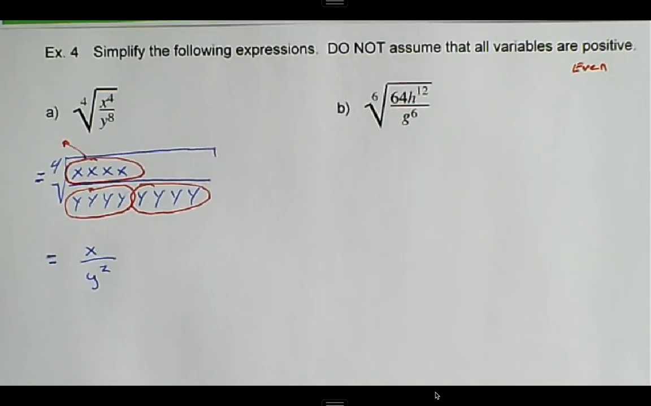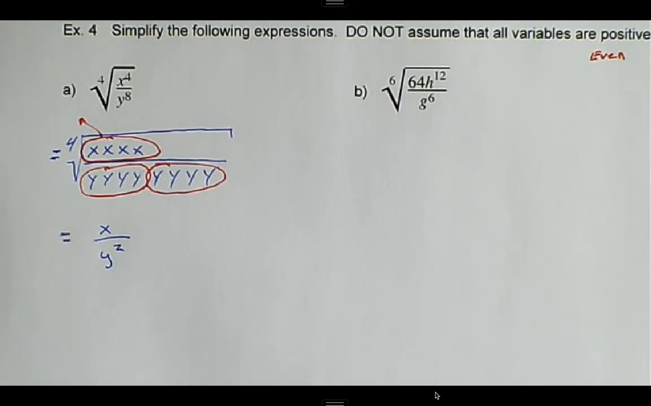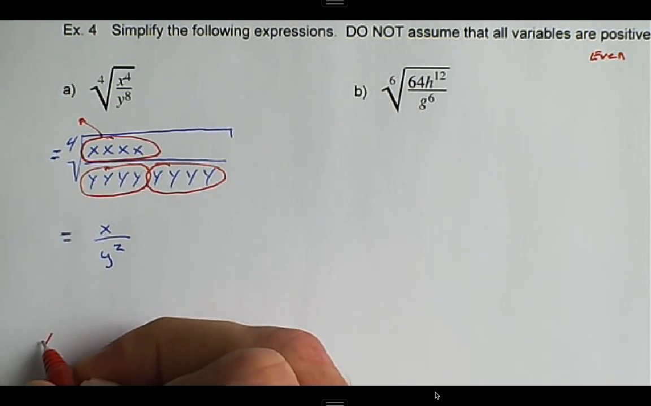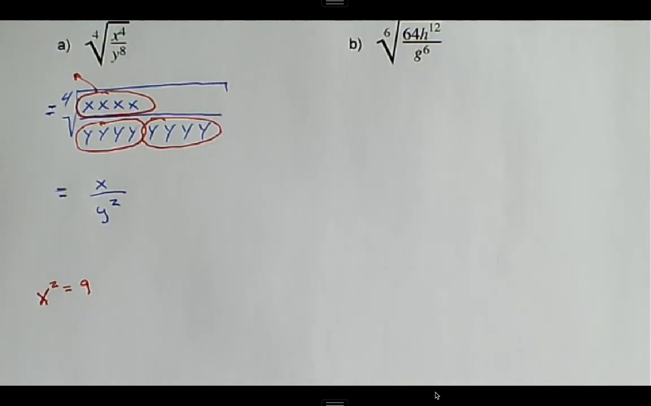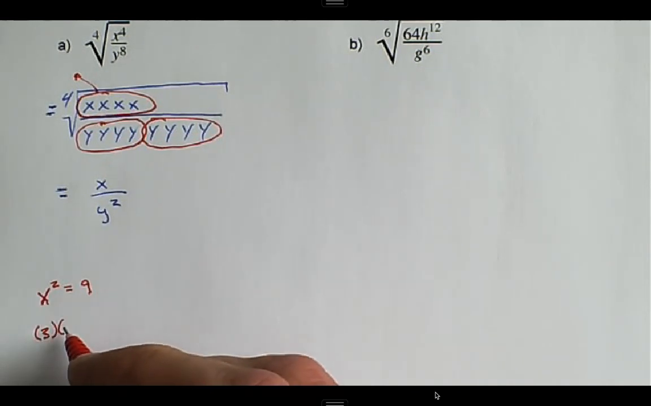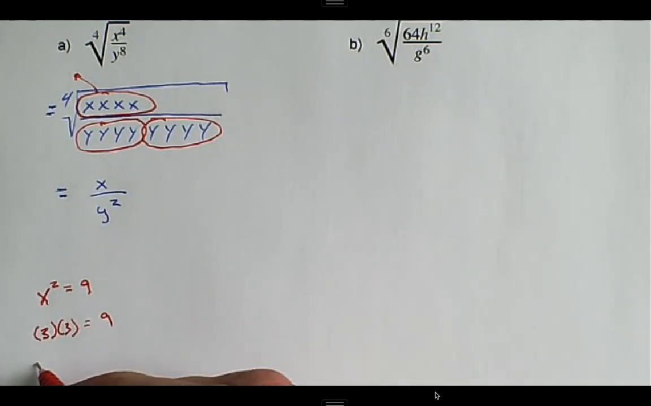So this is the part that we have to pay attention to, the even radical. So when we're using exponents, let's say that we had x squared was our solution, and x squared equals 9. So there's 2 ways that we can get there. We could say 3 times 3, that is equal to 9, but also negative 3 times negative 3 is also equal to 9.